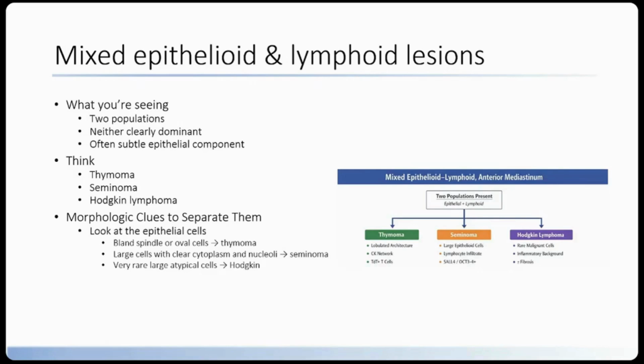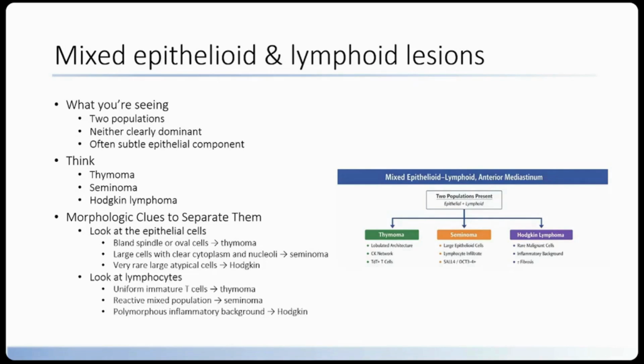So what are the clues to separate those out from an epithelial perspective? If you've got spindle or oval cells that are pretty bland, think thymoma. Large cells, clear cytoplasm and nucleoli, think seminoma. Very occasional large atypical cells, then obviously into Reed-Sternberg cell territory, and you want to think about Hodgkin's lymphoma.